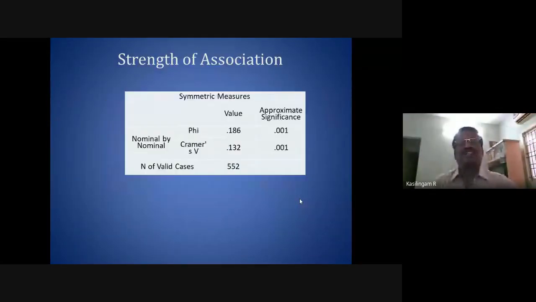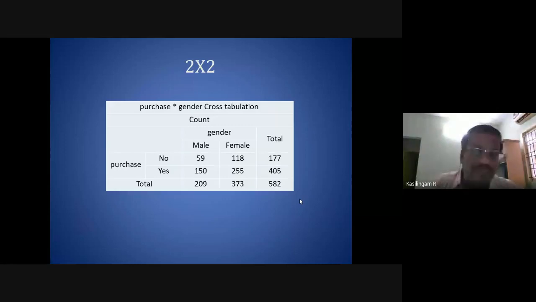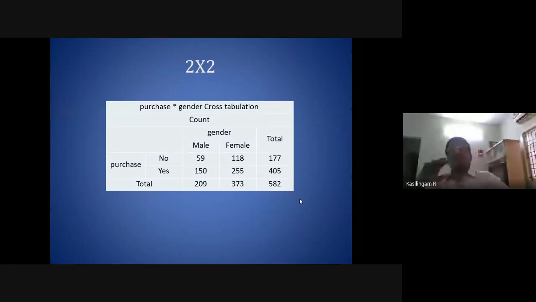Now the matter is not over, madam. After having seen the strength of the association, I have to go for one more thing. What is one more thing? Normally, we have to use chi-square only when you have 3 by 3, that is, one variable with three options and another variable also with three categories. In every variable you should have three categories.